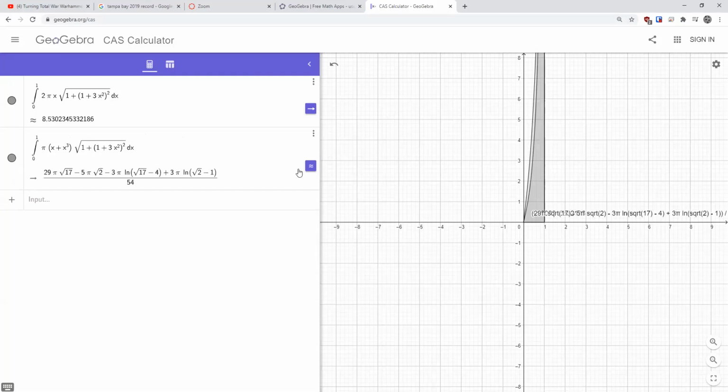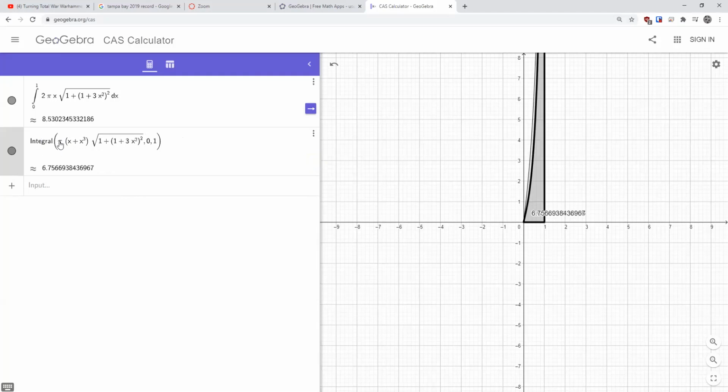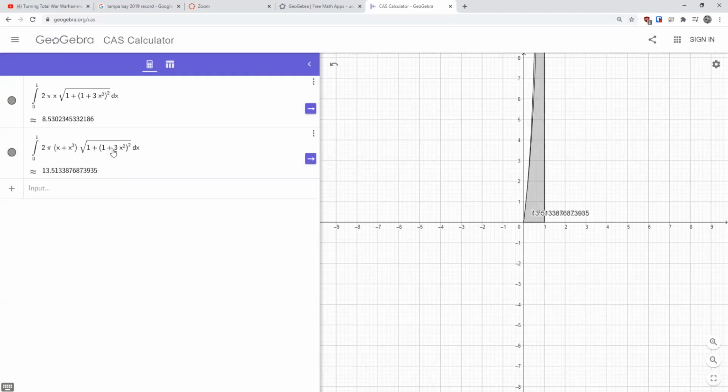Okay, and then there's that integral right there. Oh, it looks pretty nasty. I forgot a 2 there. Okay. 13.5134. 13.5134. Okay.